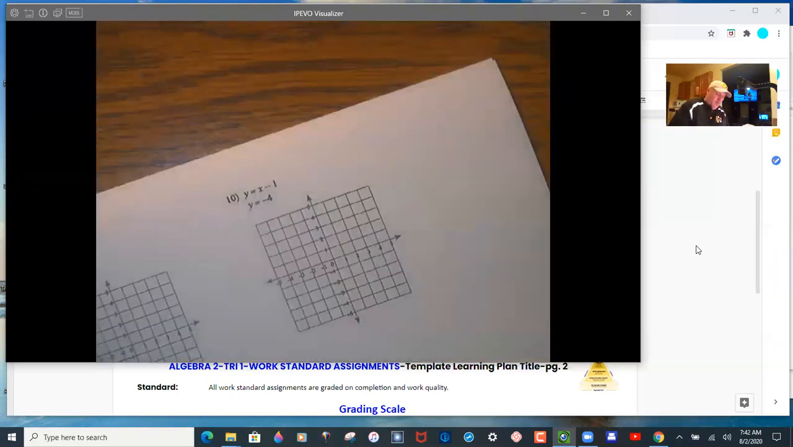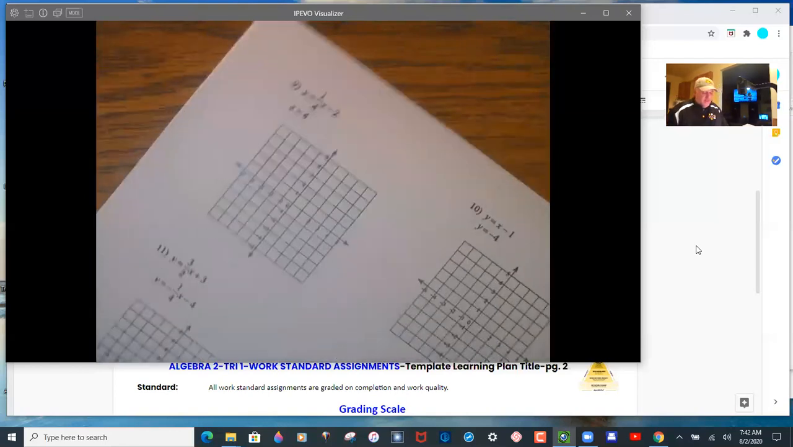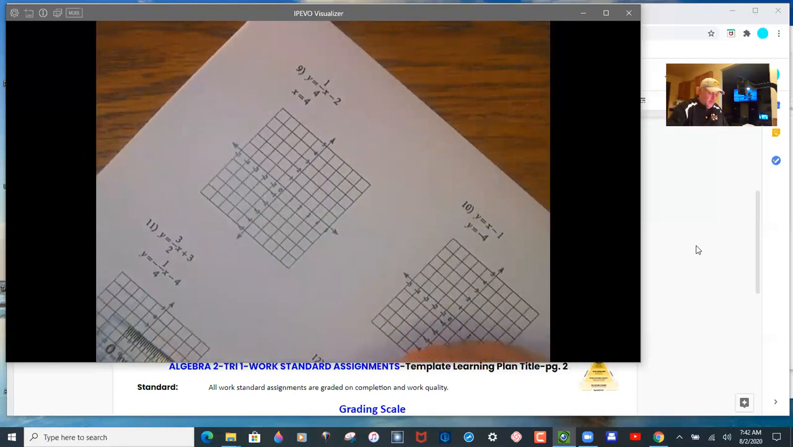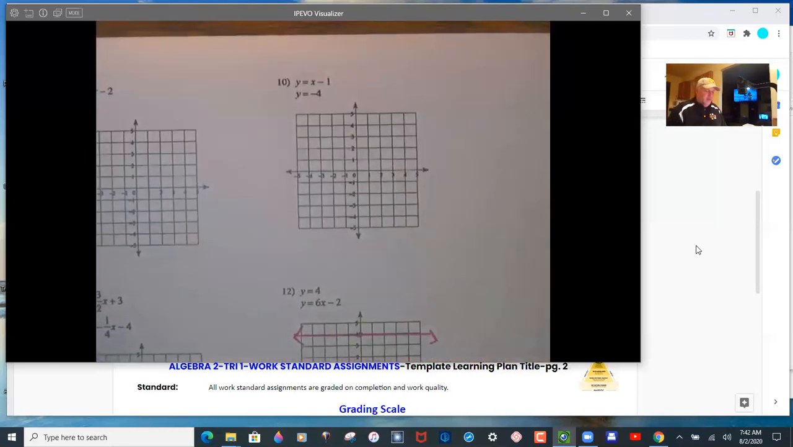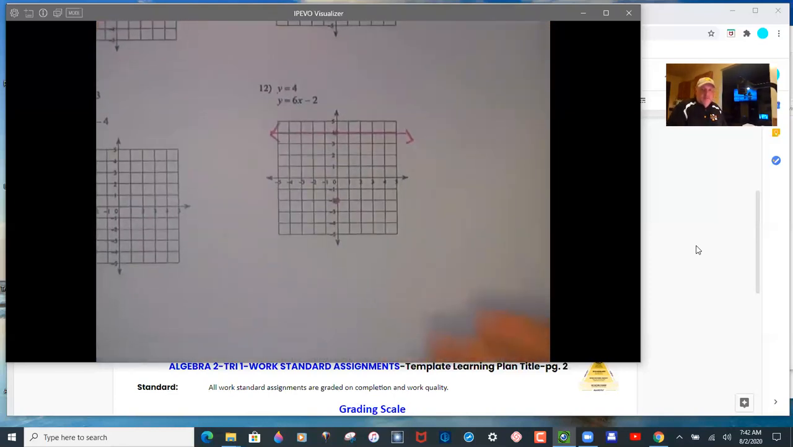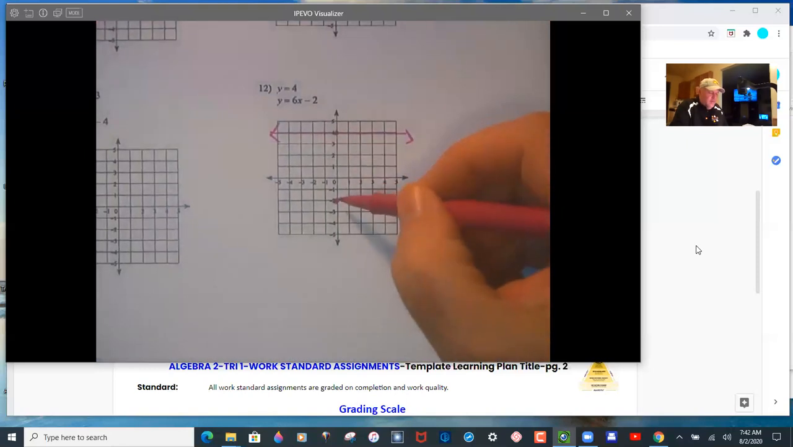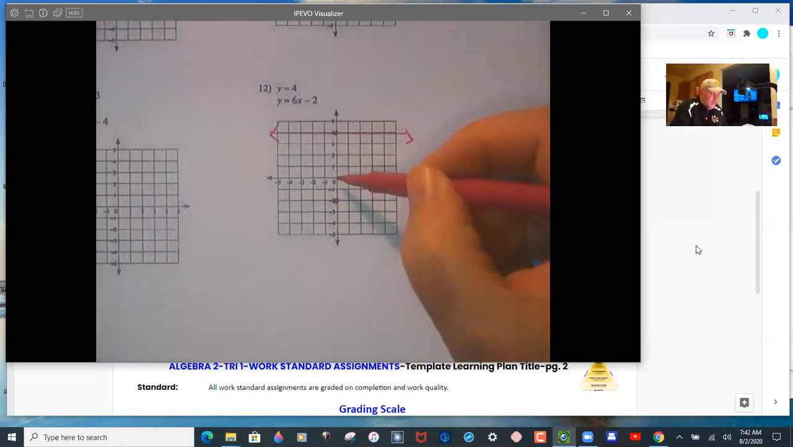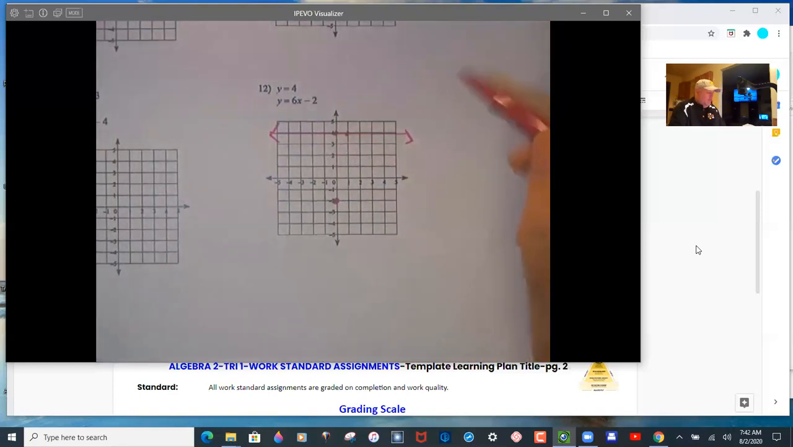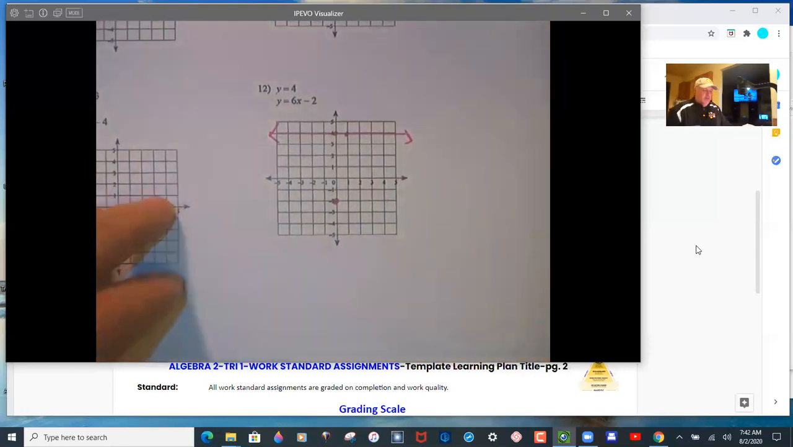So y equals 4, what does that mean? That just means a horizontal line through 4. All the y coordinates are 4. You can think of it that way. So you can plot a bunch of points where the y coordinate is 4. And then just do the slope-intercept of the second equation. So -2 is the intercept, and then the slope is 6. 4, 5, 6, and right 1. So the point of intersection looks like 1, 4. Let's draw the line now.